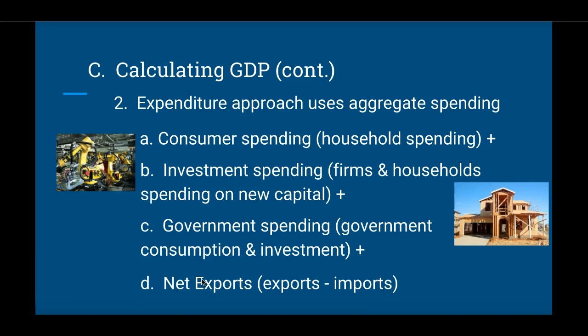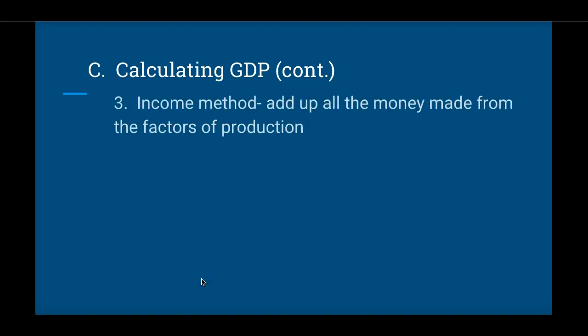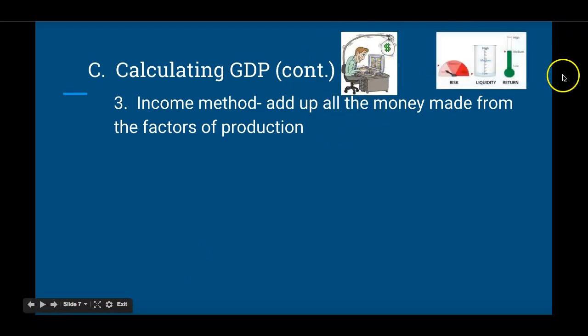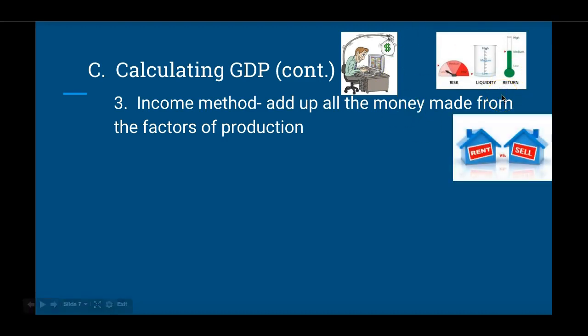All right, so that said, there is a third way to determine GDP. The third way is what we call the income method. The income method is when you add up all the money made from the factors of production. So for example, the labor, so people are getting paid in salaries, plus the interest from loans, plus the money made from the land aspect, so renting or selling land, and then plus the money made from, for example, dividends. So those would all be the income method.